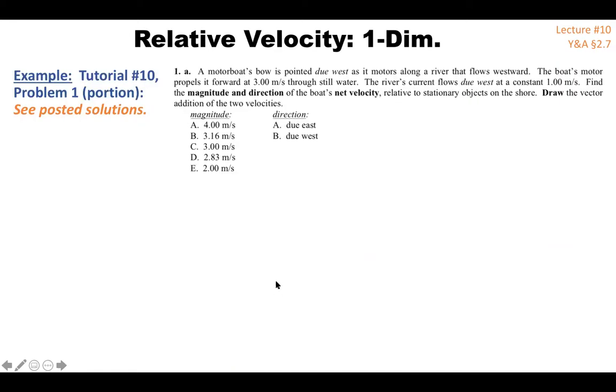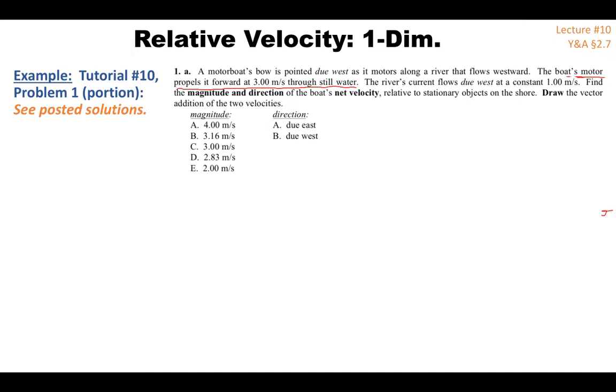All right, so let's take a look at the example on the tutorial sheet. Suppose that you have a motorboat pointed due west, and it is in a river that also flows westward. So the river has a current, and the motorboat itself has a motor. So we have two velocities here. You're given the velocity of the boat's motor and its ability to propel the boat forward through still water.